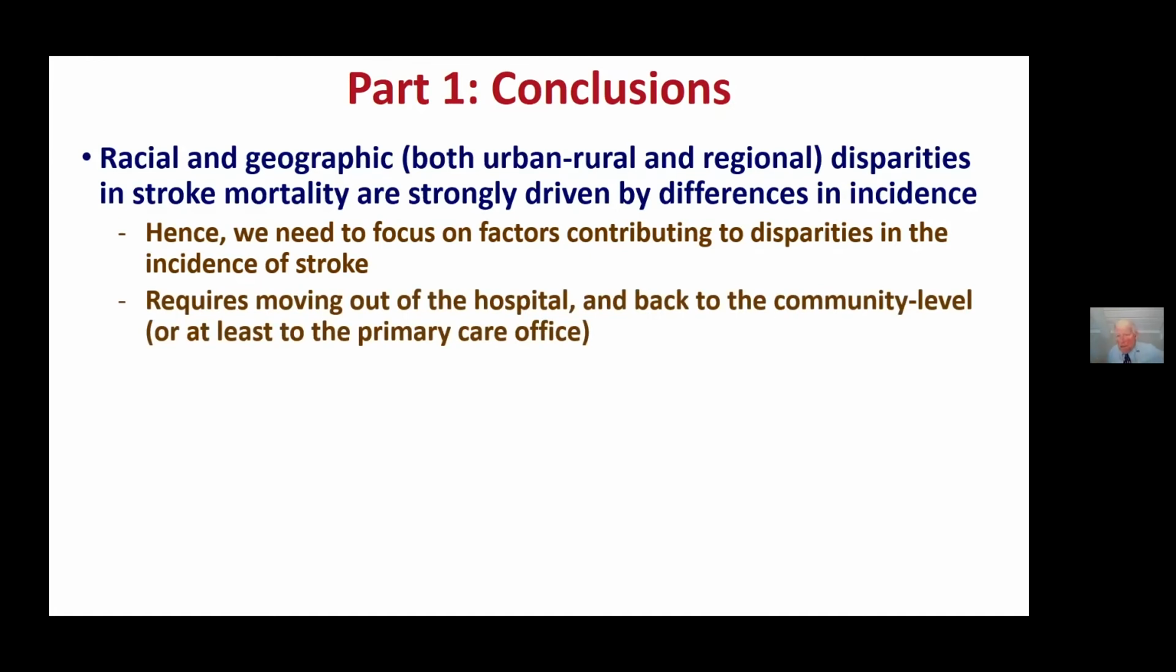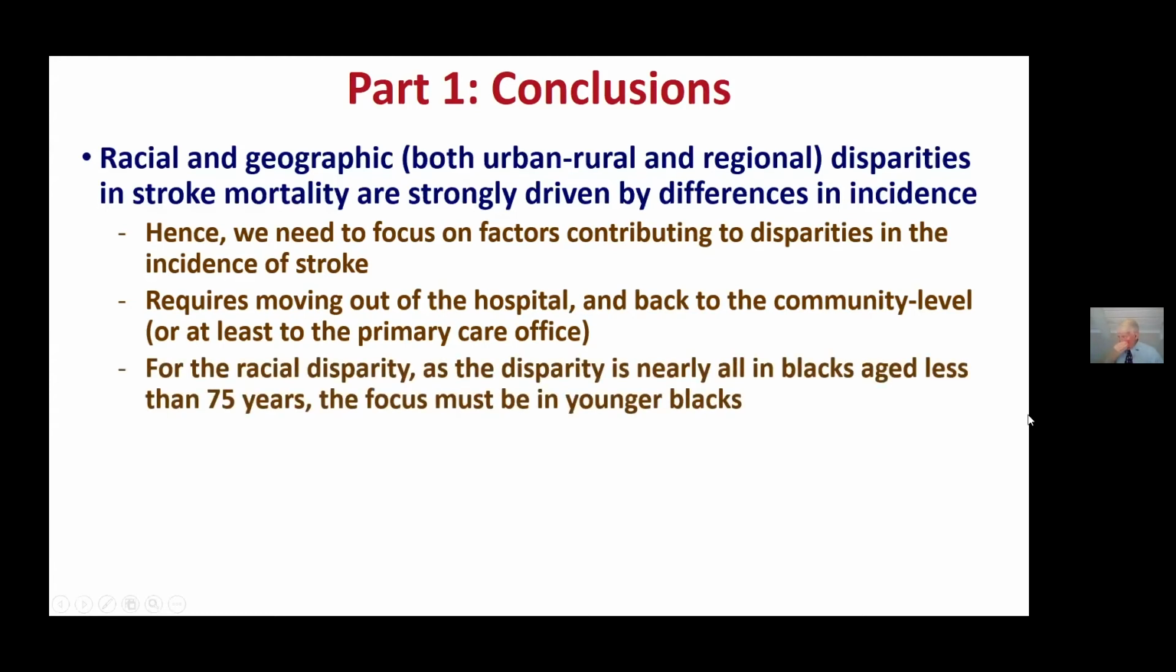We need to be thinking not as clinicians, and back to the community level, or at least to the primary care level, like our dean is, working back to being internal medicine or family practice type doctors, not neurologist type doctors. And the racial disparity is really focused almost completely in the African Americans less than 75 years old. And so we really need to be focusing on what is driving stroke in African Americans under the age of 75.